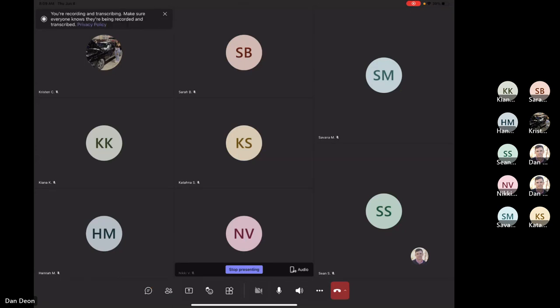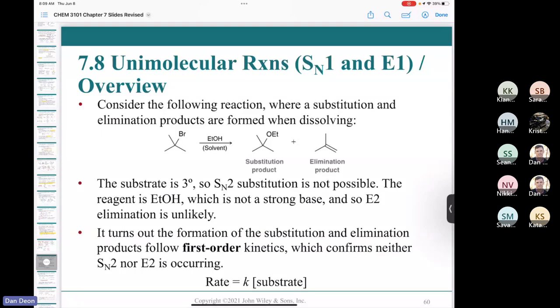All right, Chem 3111, we're already at section 7.8 of chapter 7. We've covered SN2 and E2 reactions in the last lecture, and we saw how those are bimolecular reactions. They are concerted processes, meaning both steps happen at the same time. For example, in the SN2, it's a nucleophilic attack and a loss of leaving group occurring simultaneously.